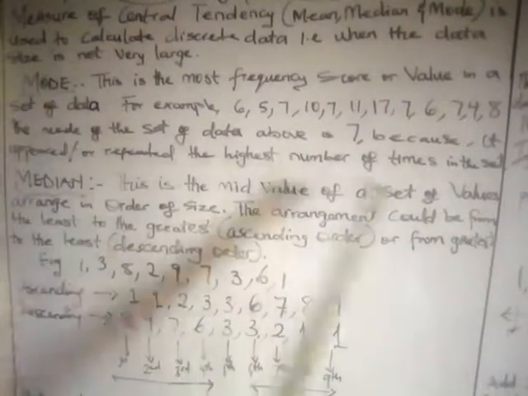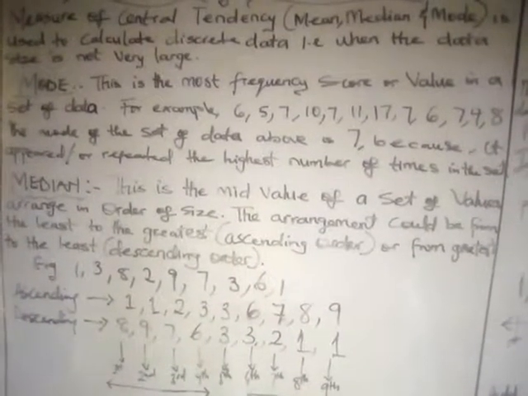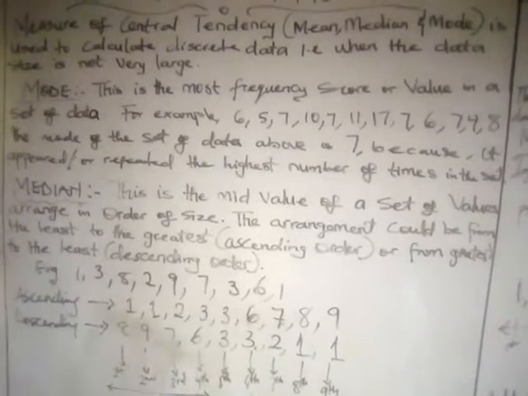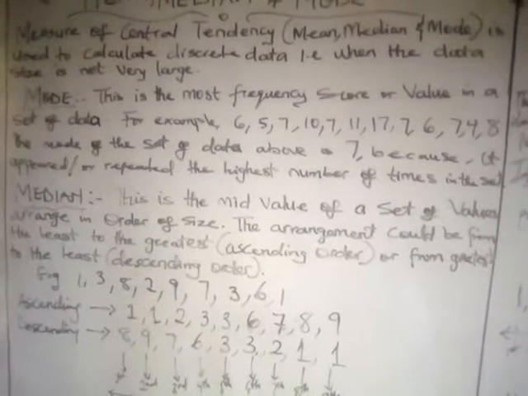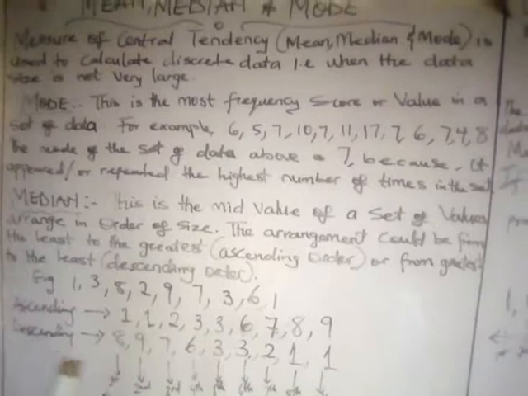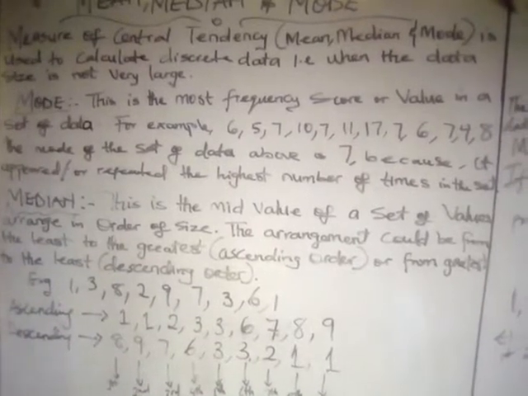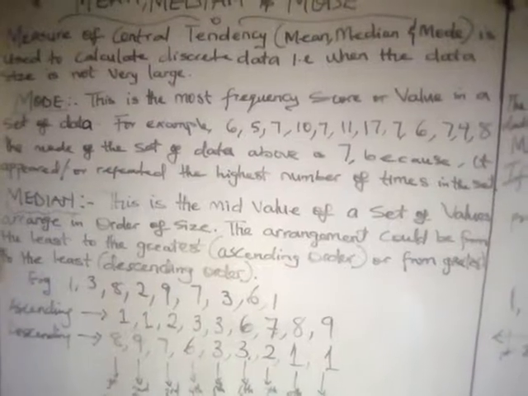So it is 7. So let's move to median. Before we move to median, when you're talking about mode, it does not matter if you arrange or you don't rearrange. Just look out for the value in a set of data that occurs most. Then you have your mode.